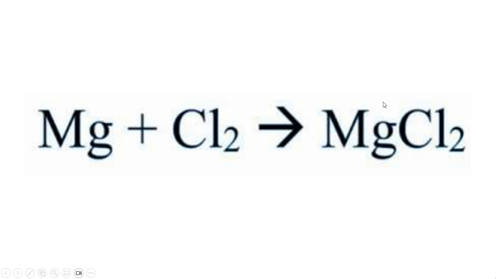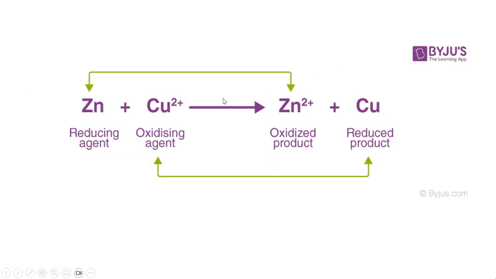Because Mg went to Mg2+, it gained 2 in oxidation number, so it's oxidized. If something increases in oxidation number, it's oxidized. Whereas Cl is reduced because its oxidation number decreases. Cl went from 0 to -1. So that was a quick example.